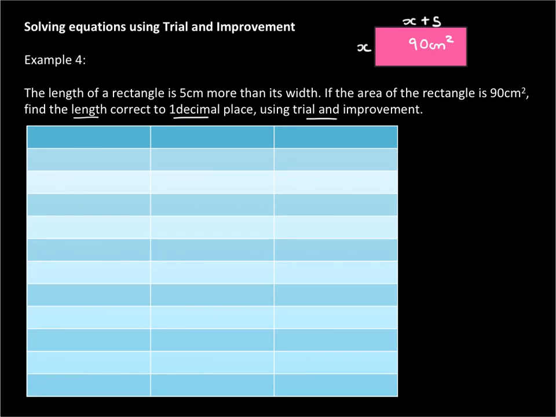So let's set up our equation. So our equation is x multiplied by x plus 5, length multiplied by width, equals 90. You can expand the brackets here if you want to as well, and we're going to use trial and improvement to find a value of x that satisfies this equation correct to 1 decimal place. If you want to do this yourself and then check your answer afterwards, absolutely fine, otherwise follow it through with the video. So we have x, and then I'm going to expand the brackets, so x squared plus 5x, and let's make sure we have our commentary column here. Remember, our target is 90, so we're comparing how close we are to 90.